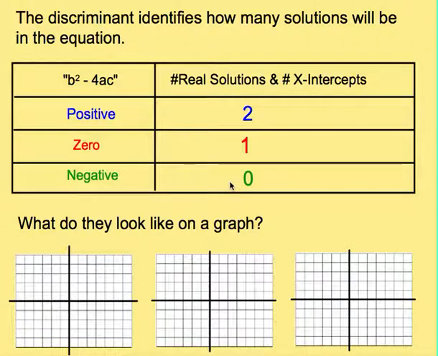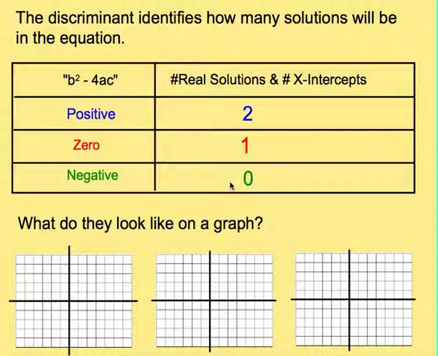If the discriminant is 0, the square root of 0 is 0, so when you have that b plus or minus 0, you're going to get the same answer in the numerator, so you have one solution. If it's negative, that's where we get our imaginary numbers, and there are 0 real solutions.